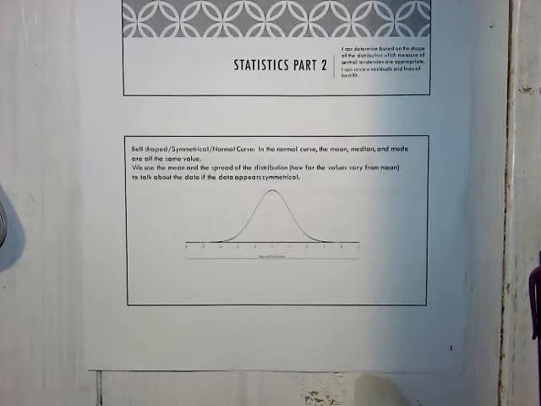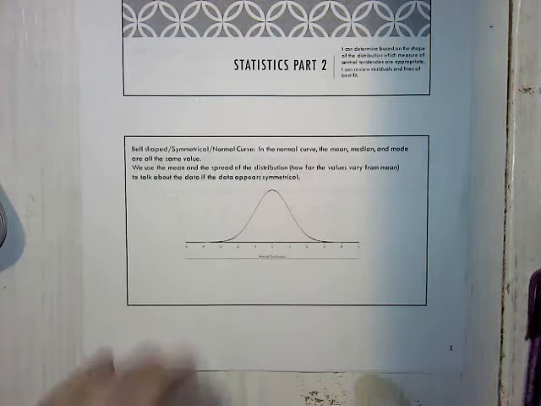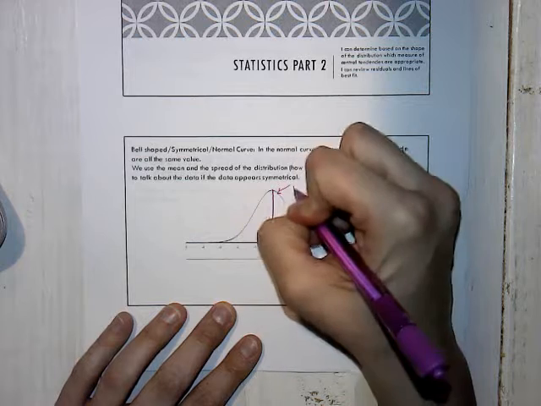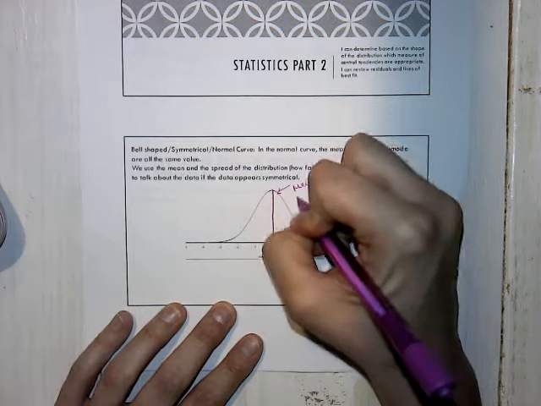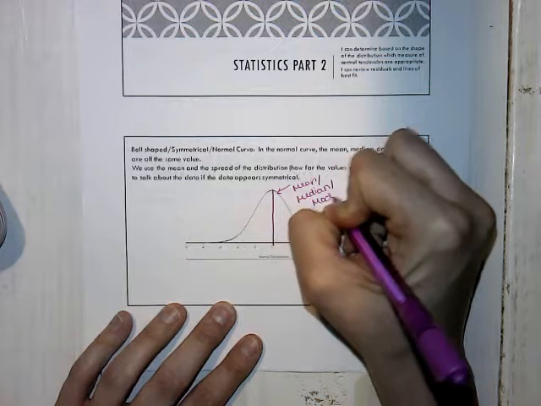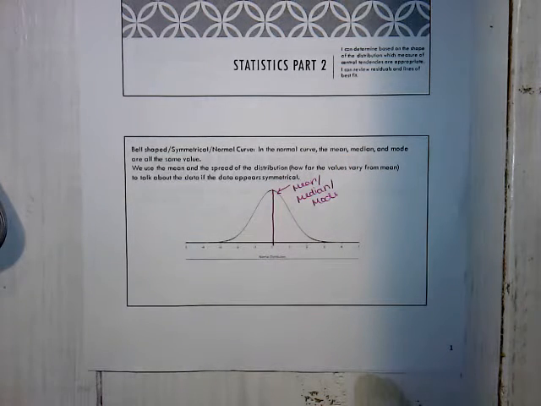So don't forget that we just talked about bell-shaped, symmetrical, or a normal curve. In the normal curve, the mean, median, and mode are all the same value, meaning that they're all right here. We use the mean and the spread of the distribution, how far the values vary from the mean, to talk about the data if the data appears symmetrical. So if it's symmetrical, it's pretty easy.